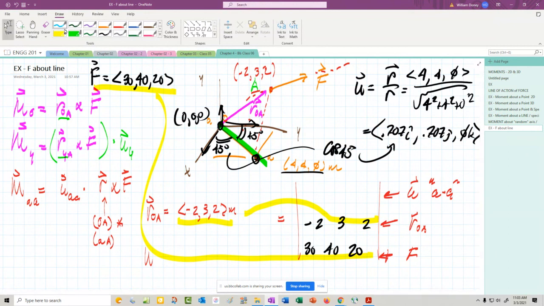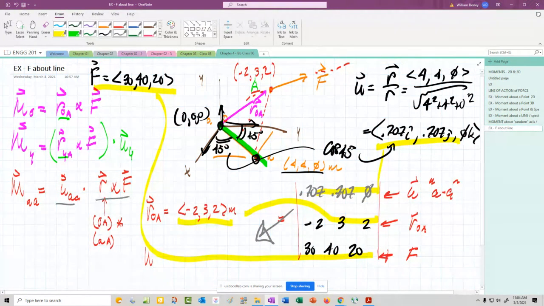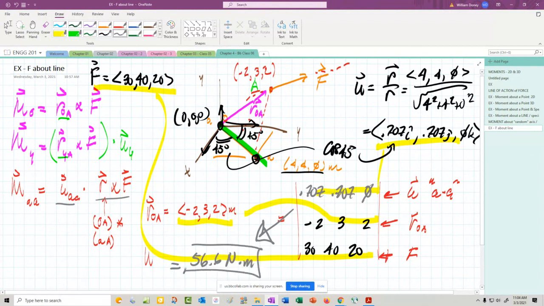So we put that now. This goes right down here. 0.707, 0. And if you go through that big mess, I'll give the answer here. Since it's a triple scalar product, when we do this U dot with the cross product, we get a number, we get a magnitude. This comes out to be 56.6 Newton meters.